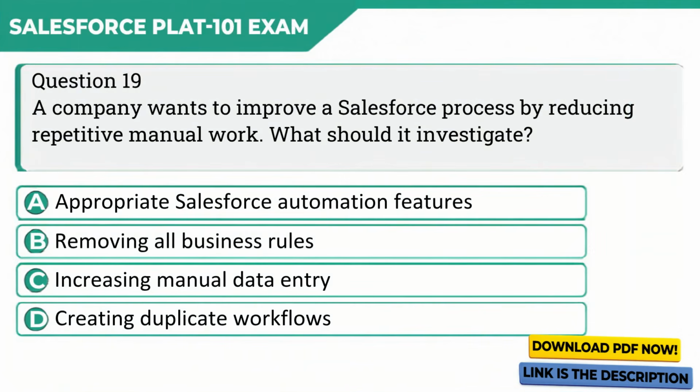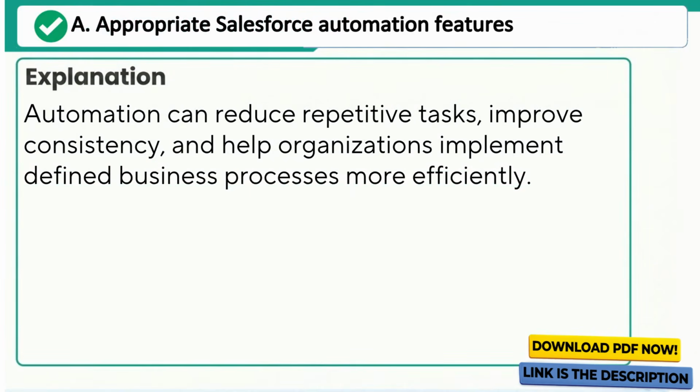Question 19. A company wants to improve a Salesforce process by reducing repetitive manual work. What should it investigate? A. Appropriate Salesforce automation features. B. Removing all business rules. C. Increasing manual data entry. D. Creating duplicate workflows.